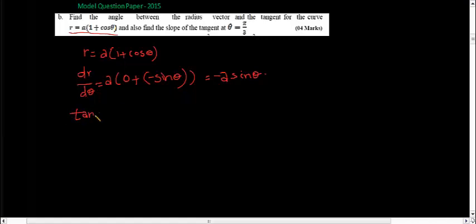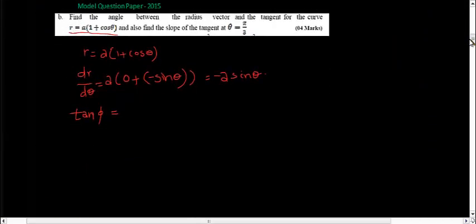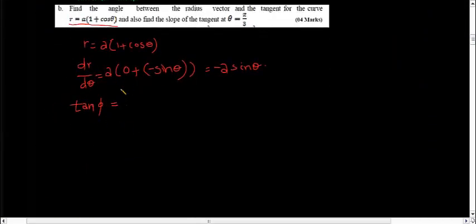What is tan phi equal to? We are supposed to find this angle phi. Phi is the angle between the radius vector and the tangent for the curve. If you look at this figure, this is phi. We are supposed to find this phi, the angle between the radius vector and the tangent for the curve. Tan phi is equal to, we know this relation, r into d theta by dr.